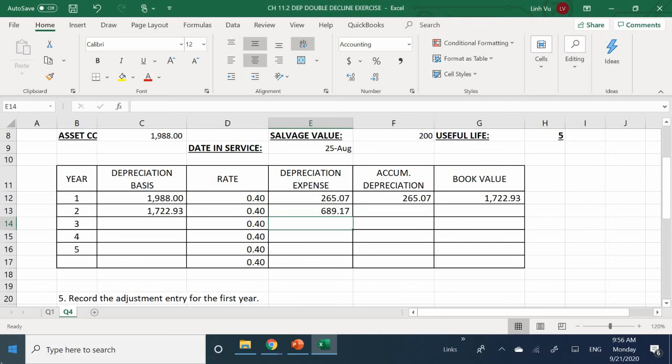Yes, is everyone following me? Yeah. In the very beginning, we placed it in service on August 25th. Now we're not counting from August 25th to the next August 25th. No, because then if we do that, then our depreciation should be for August 25th. But in this case, we are just doing our journal as if it's at the end of the year.